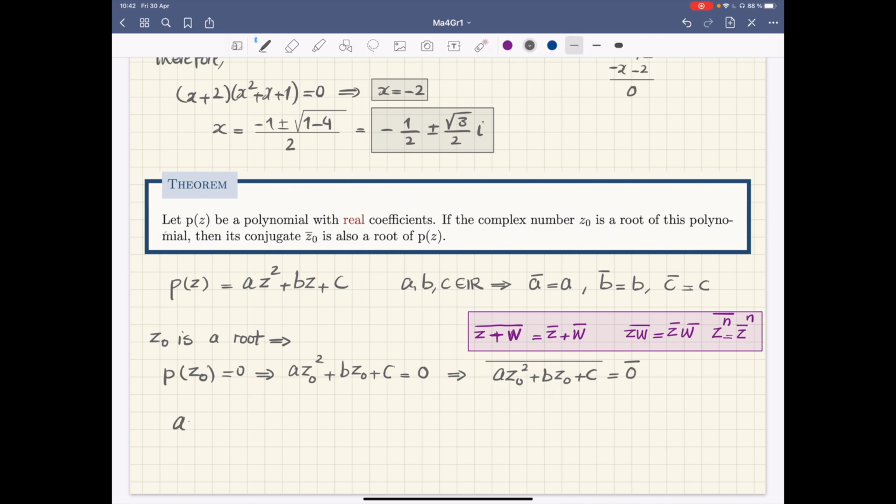So it means that I can write it as this one squared and the other one, sorry, A Z squared bar, B Z bar, and C bar, but no one writes 0 bar because 0 bar and 0 are the same. Okay, let me just do one more step. It becomes A bar Z node to the power of 2 bar plus B bar Z node bar plus C bar is equal to 0.